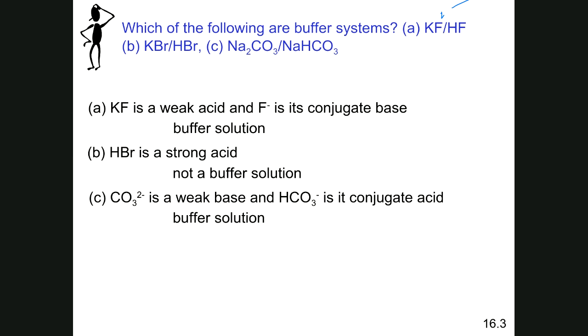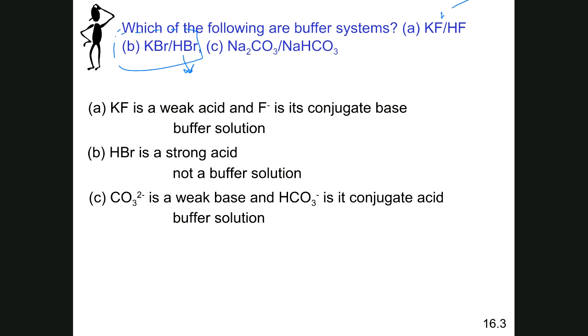What about B? Is B a buffer system? First, you look at the acid, HBr. What's the first condition? Your acid has to be a weak acid, or if it's a base, it has to be a weak base. Is HBr, because it's an acid, a weak acid? No, HBr is not a weak acid. HBr is one of the 6 strong acids.